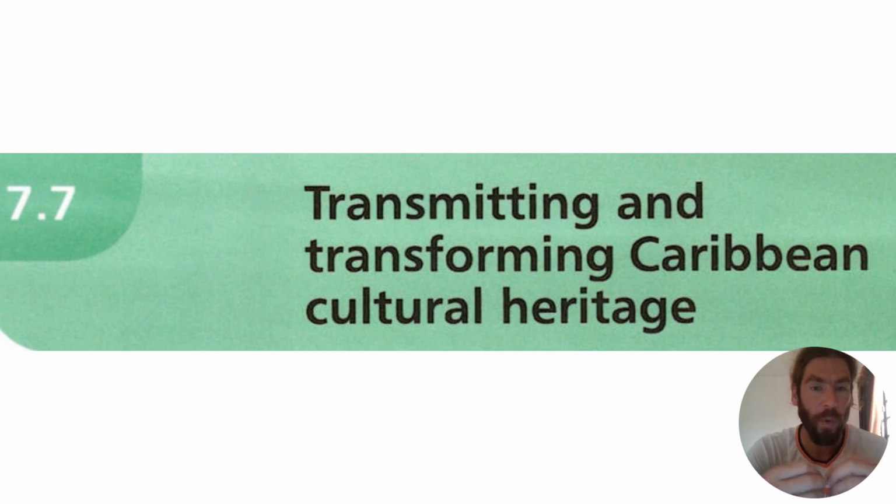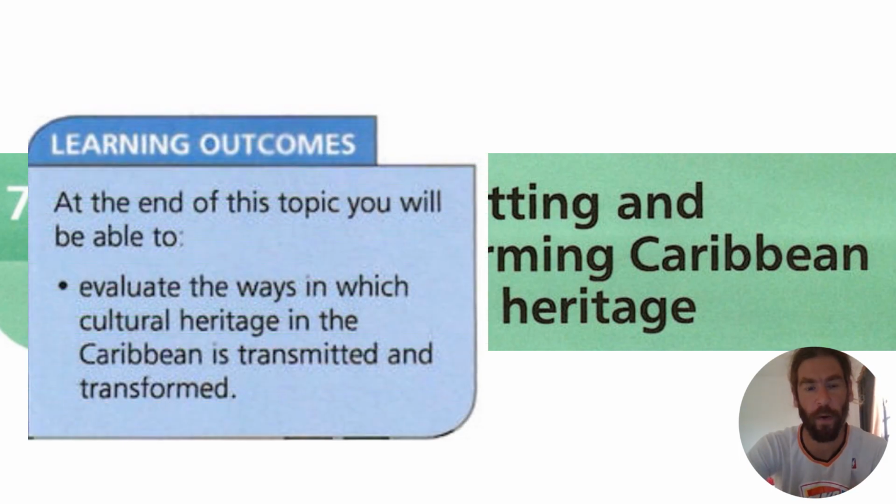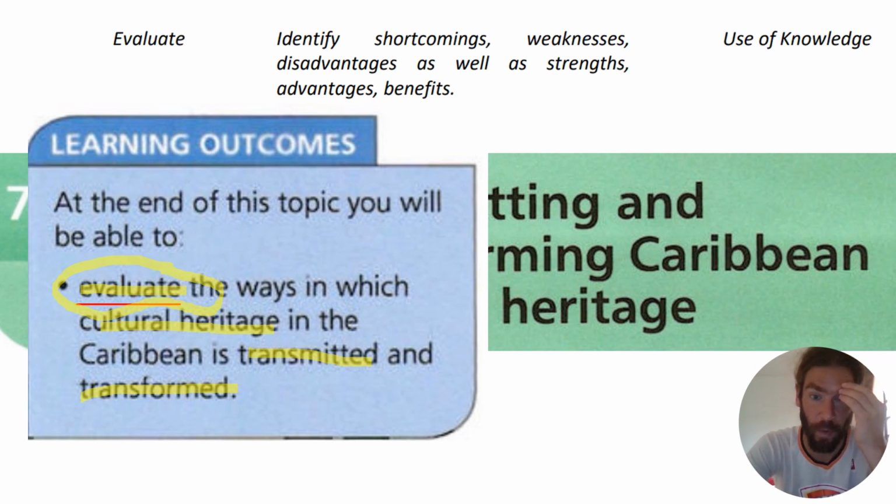And as you know, with each paragraph, there is also a learning outcome that belongs there. The learning outcome of this paragraph is, at the end of this topic, you will be able to evaluate the ways in which cultural heritage in the Caribbean is being transmitted and is being transformed. You see here the behavior verb. A verb is something you do, and this is what you have to be able to do at the end of this paragraph. Evaluate. What does that mean, evaluate, in this example?